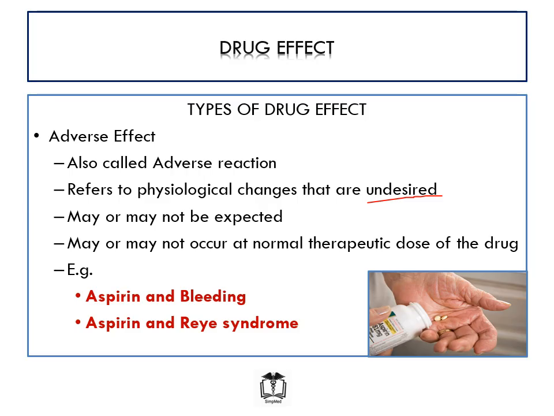Examples of drugs and the type of adverse effect they produce would be aspirin and bleeding. So aspirin typically will produce an undesired effect of bleeding, and it is an expected effect. So bleeding for aspirin tends to be expected and undesired. Whereas another adverse effect of aspirin would be what we call Reye syndrome. Reye syndrome is an adverse effect of aspirin that is undesired but unexpected. So you could see that aspirin could have two different types of adverse effects, one that is undesired and expected, another that is undesired and unexpected.